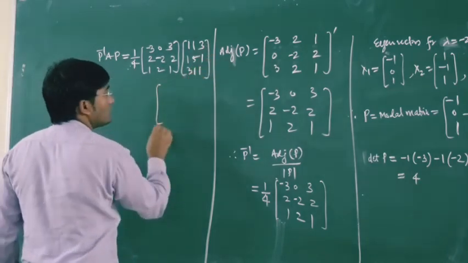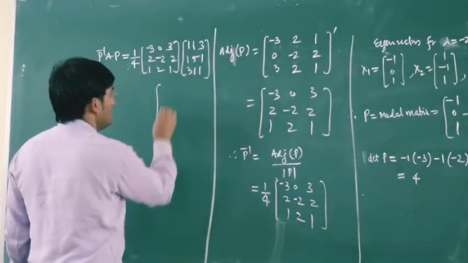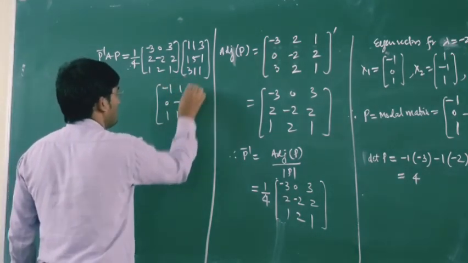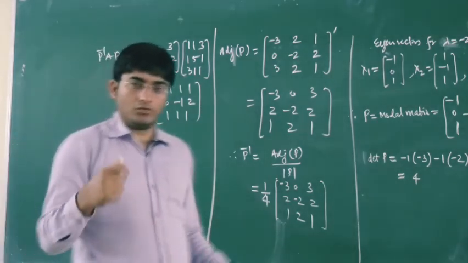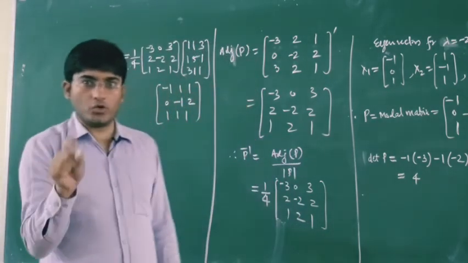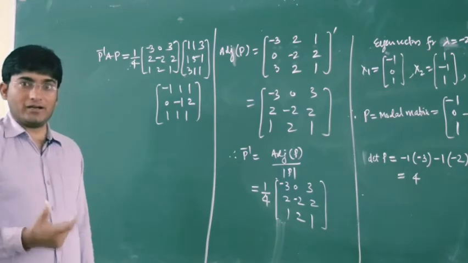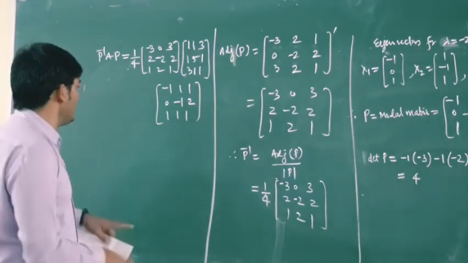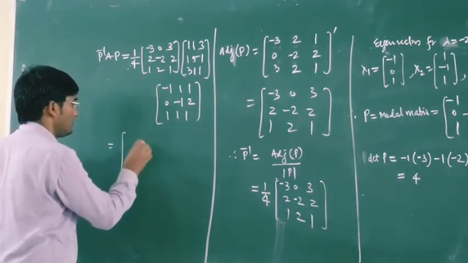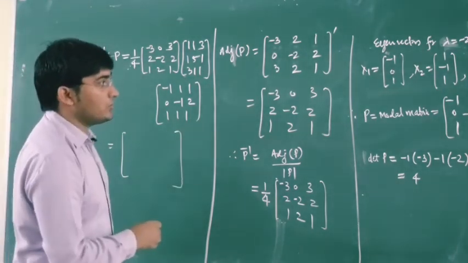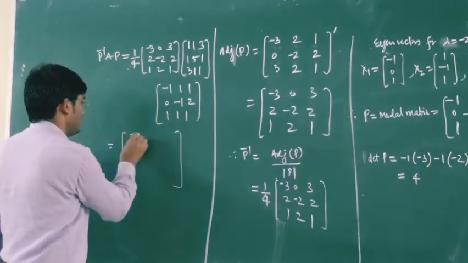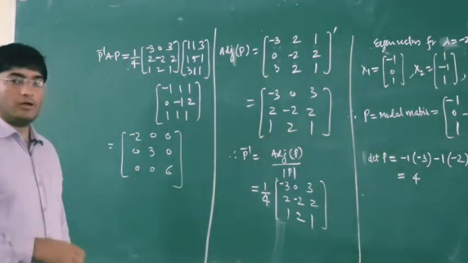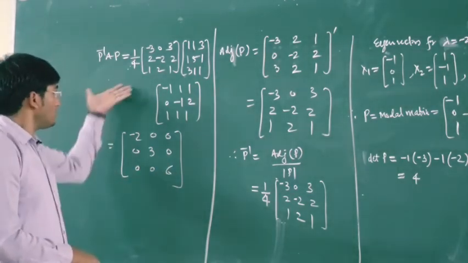And then your matrix P is minus 1, 1, 1, 0, minus 1, 2, then 1, 1, 1. Now this is your P inverse AP. This P inverse AP will be equal to D. D means the diagonal matrix whose diagonals will be the eigenvalues. So this will be equal to the first eigenvalue, minus 2, then 0, 0, then we will have 3, and then the last element will be 6.